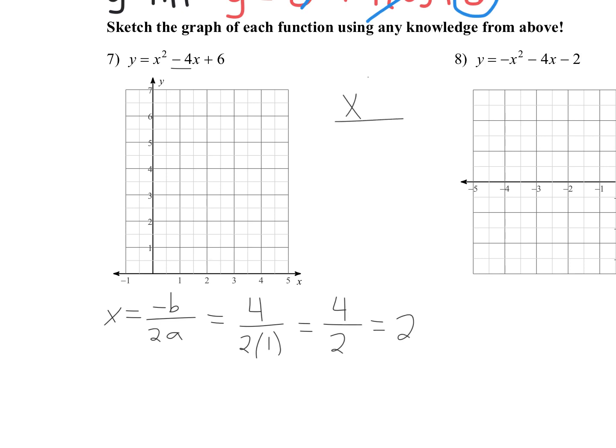Okay? So if I have my xy table, I know 2 is my middle x point. How do I find the y value of that? Plug it in the equation. Yep, plug in 2 into our equation. What's 2 squared? 4. -4 times 2? -8 plus 6. What'd you get for your y term? 2. Okay, that just gave us our midpoint. I'm going to go graph that. 2, 2.